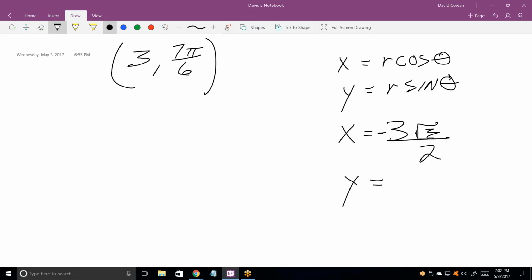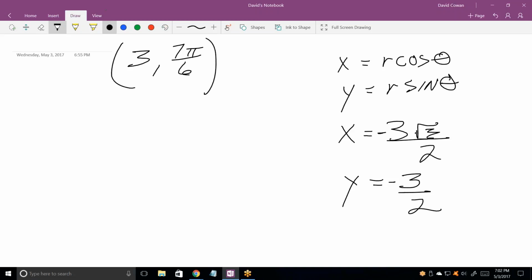Y coordinate is 3 times the sine of 7 pi over 6. What's the sine of 7 pi over 6? Negative 1/2. There's the y coordinate. Easiest way to go is from polar to rectilinear. You only have to use these two conversion factors. A lot harder to go the other way. Then you have to solve for theta, and that involves a more complicated procedure.